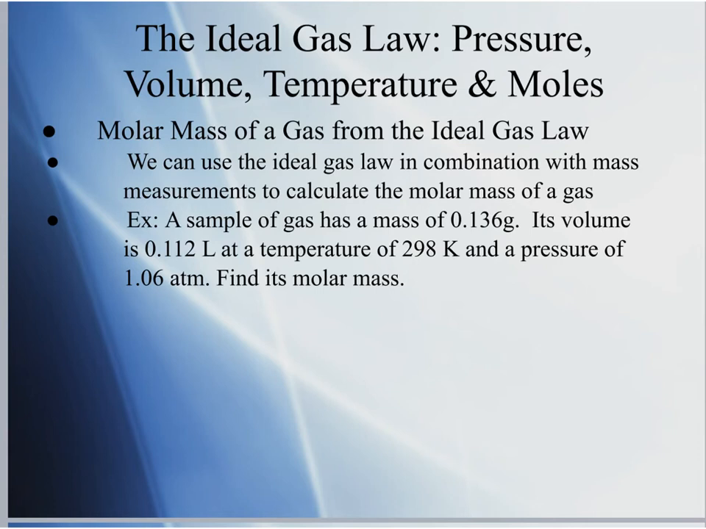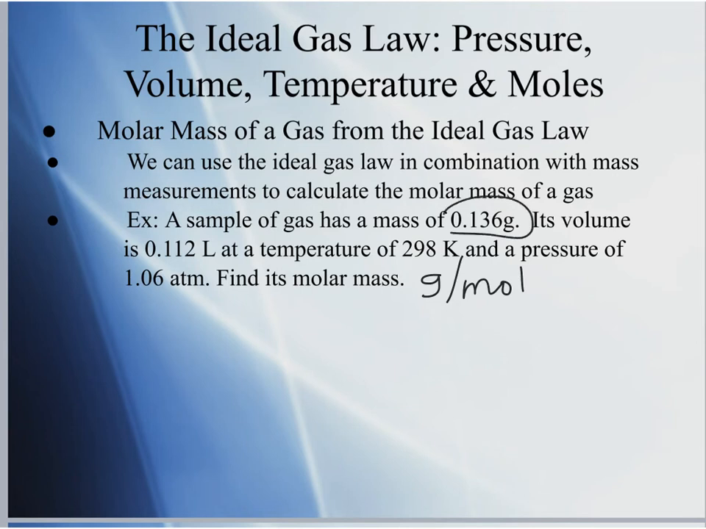Here it says a sample of gas has a mass of 0.136 grams, and its volume is 0.112 liters at a temperature of 298 Kelvin and a pressure of 1.06 atmospheres. Find its molar mass. So remember, molar mass is grams per mole. That's what molar mass means. It's the number of grams in a mole of the substance, right?